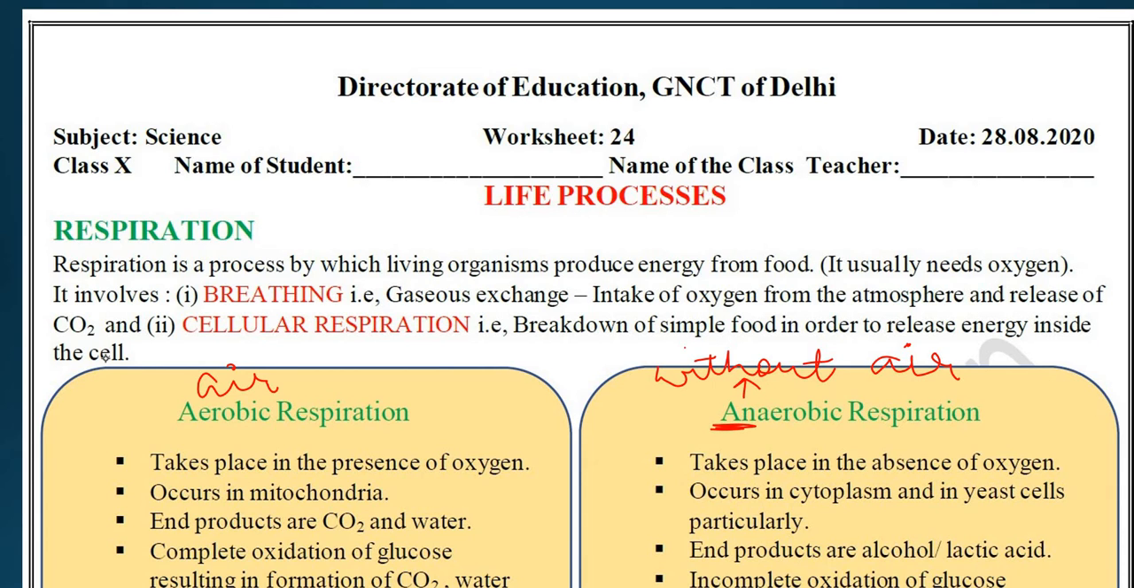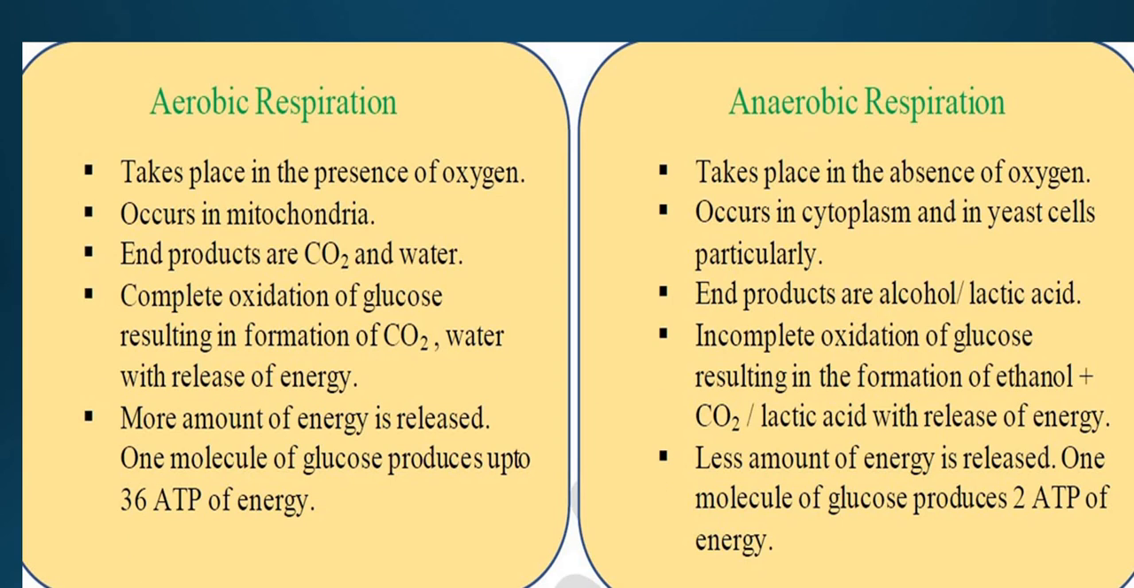Now, what is there in aerobic respiration? In aerobic respiration, it takes place in the presence of air or oxygen. Air means oxygen. It occurs in mitochondria. Mitochondria is a cell organelle, also called the powerhouse of the cell because it is involved in the formation of ATP. ATPs are the energy currencies of the cell.